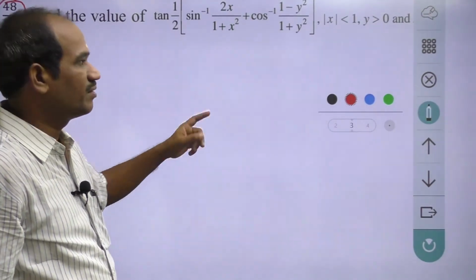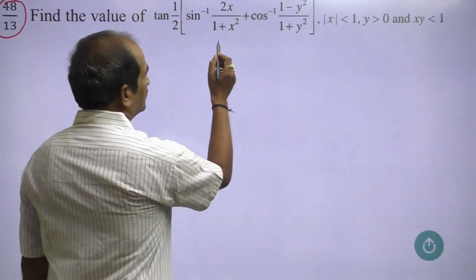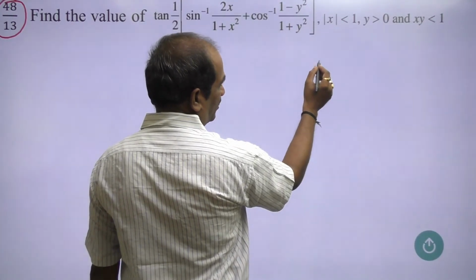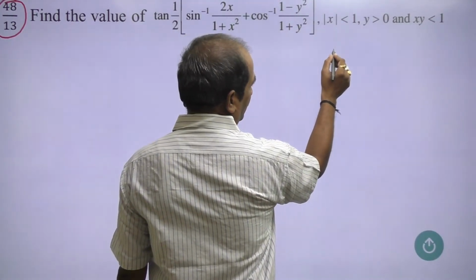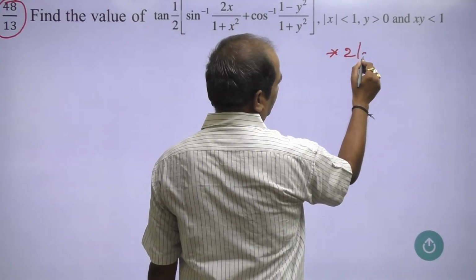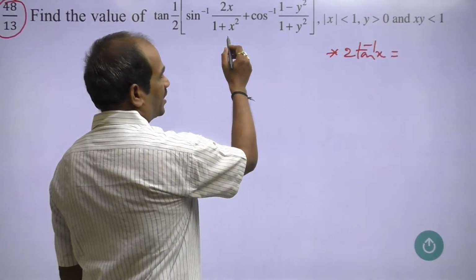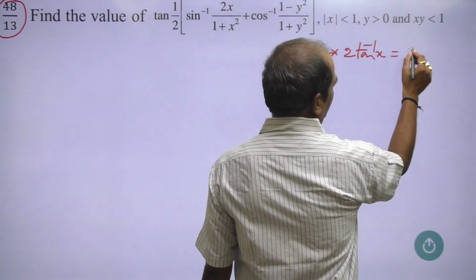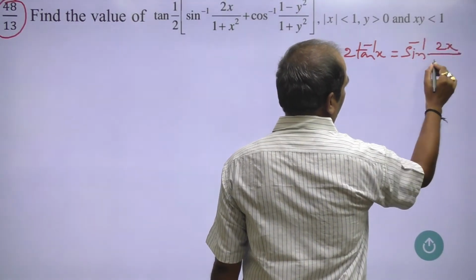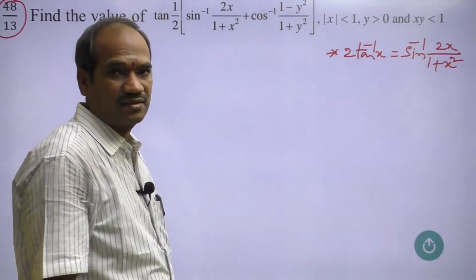See here in this formula, sin inverse of 2x by 1 plus x square, the sin 2a formula. Writing here sin of 2a: 2 tan inverse x is equal to, in terms of sin, sin inverse of 2x by 1 plus x square.